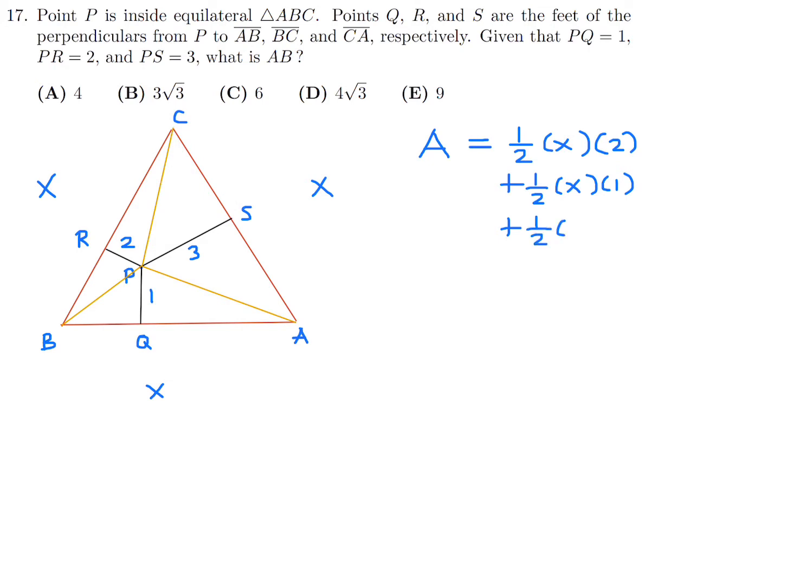1/2 base times height, base is X, and the height this time is 3. All right, so that represents the total area when you add them all up. But I can get the total area also in a very similar way with the same diagram, but using X and only X. How? Well, drop a perpendicular from top to bottom like this, from C all the way to the bottom, like that. And that will help us figure out the area in terms of X and only X.